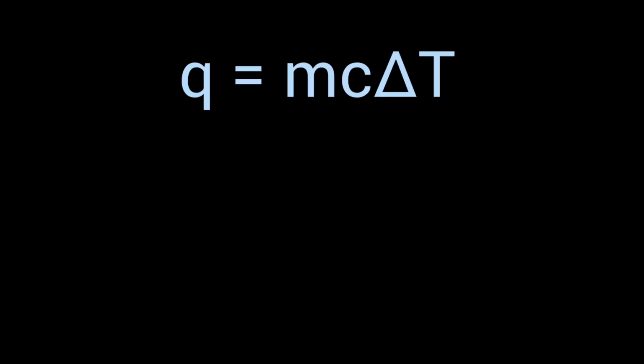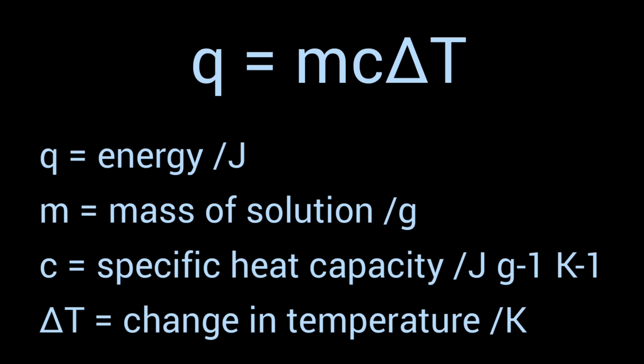So the equation we're going to look at in this video for how to calculate the amount of energy released or absorbed is Q equals mc delta T. And here Q is the energy that's released or absorbed in a reaction. And you might remember from school about endothermic and exothermic reactions. Q comes out in joules, which are a unit of energy.